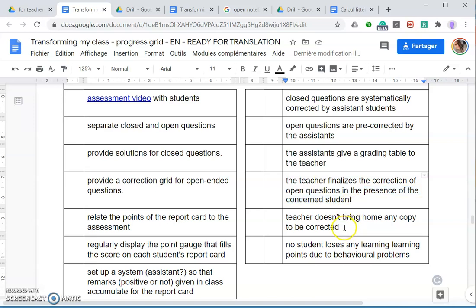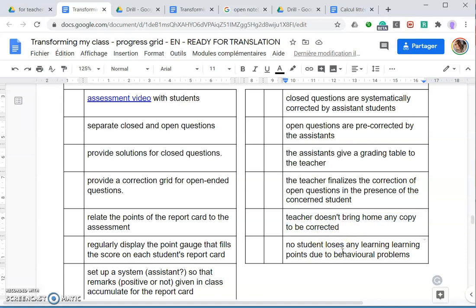Teacher doesn't bring home any copy to be corrected. Yes, because most is corrected here by students and the rest is corrected while the concerned student is watching. So nothing should be corrected at home.